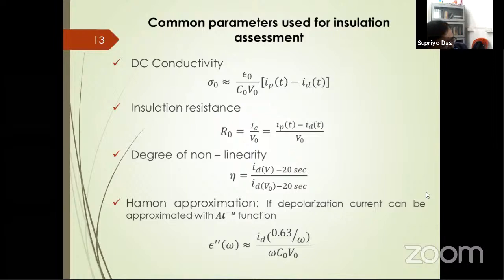Another one is the Hammond approximation, which gives directly information about the loss factor. We process the depolarization current at a certain time, according to the time scale, and based on that we can find out the loss factor. That is in the frequency domain. From there also we can identify the aging of the material, that means the condition of the material.